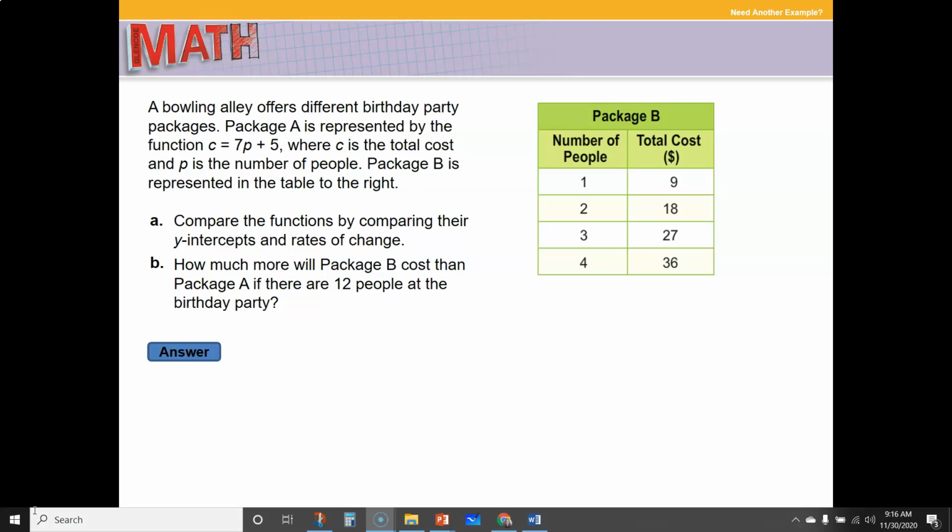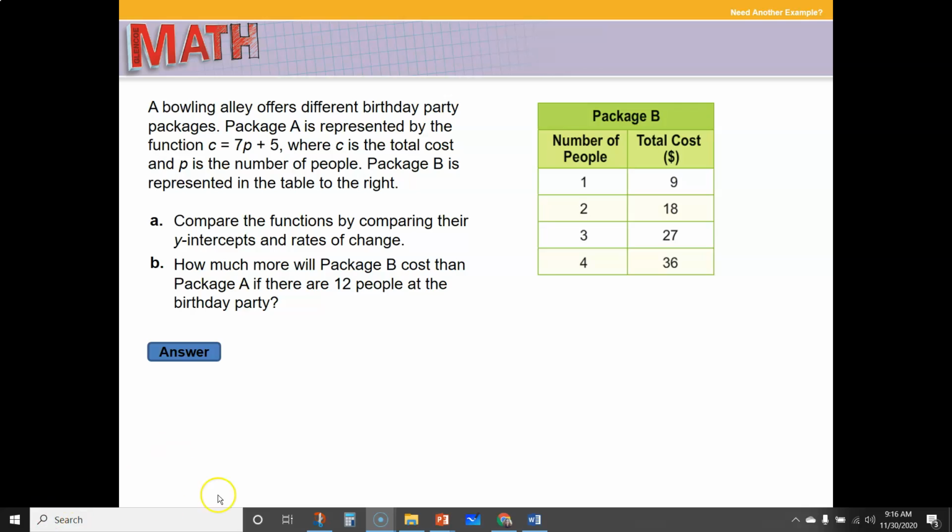So let's look at this one. We have a bowling alley. So let's compare our Y-intercepts. Package A is C equals 7P plus 5, where C is the total cost and P is the number of people. Package B is represented by the table.